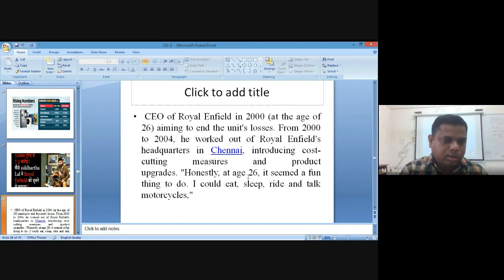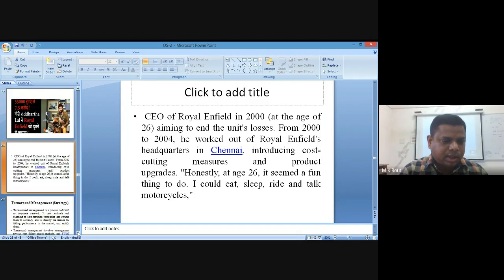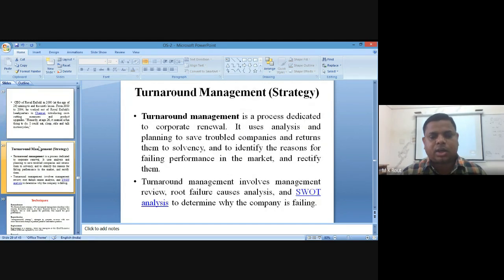Moving to the next part, if you see the scenario, the strategy is known as turnaround or turnaround management strategy. The turnaround management strategy is a process dedicated to corporate renewal, and it uses analysis and planning to save troubled companies and return them to solvency, and to identify the reason for the failing performance in the market and rectify them. That is the concept of turnaround. I repeat, it is a process dedicated to corporate renewal.